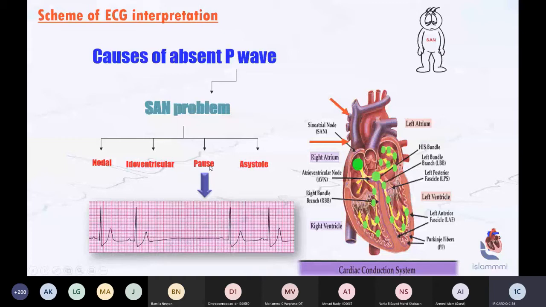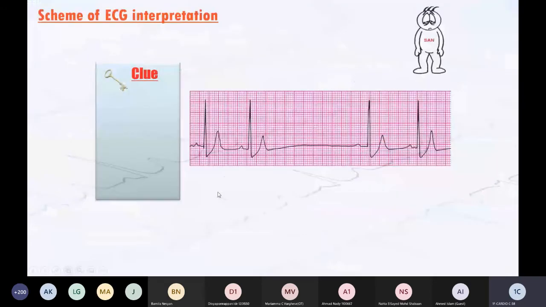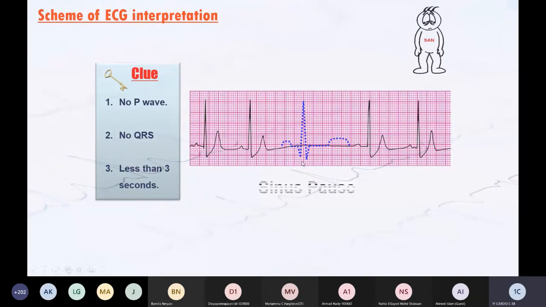So the SA node, which is the normal pacemaker, stopped working for a few seconds, should be less than 3 seconds, then it resumes working again. That's why we have another sinus rhythm back again. So what do we call this one? We call it a sinus pause. So let's see, we have a sinus here, we have a sinus, then we have a flat line. In this flat line, we're supposed to have one QRS here, but because the SA node stopped working for a while, that's why we have a flat line. So we call this flat line of less than 3 seconds a sinus pause.